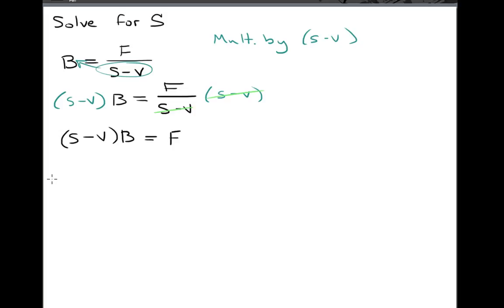We could distribute, but I'm not going to. I'm instead going to divide by b. When we divide both sides by b, we'll get s minus v is equal to f divided by b. Okay, and then we add v to both sides, so s is equal to f divided by b plus v. And I like that. I think that works quite nicely. Let's do another one.